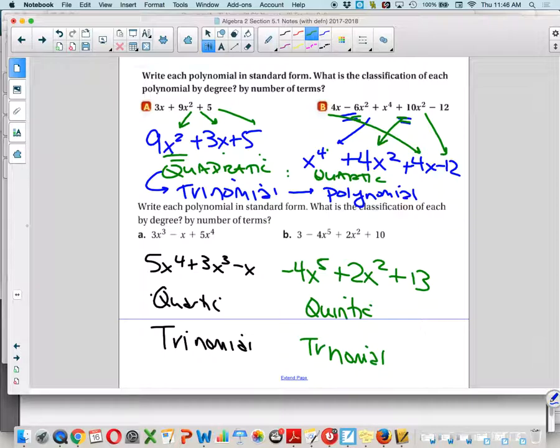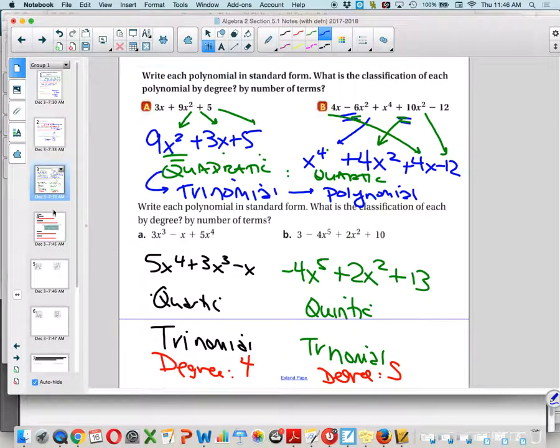In letter A, you have your 4th degree coming first. Though it doesn't ask for this, will you go ahead and please list the degree of each of these? The degree of this polynomial in A is 4. The degree here is 5. 3 terms on the left, the highest power is 4, it's a quartic, and that is a trinomial. The 3 terms on the right are also a trinomial. That 5th degree is a quintic. That's also a word you may or may not remember from algebra.